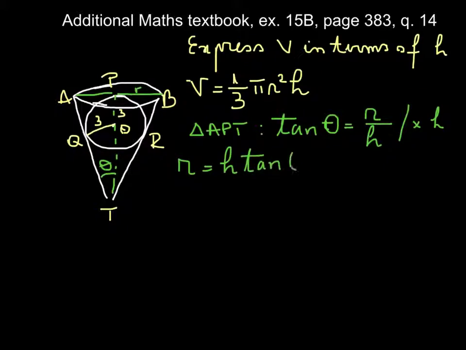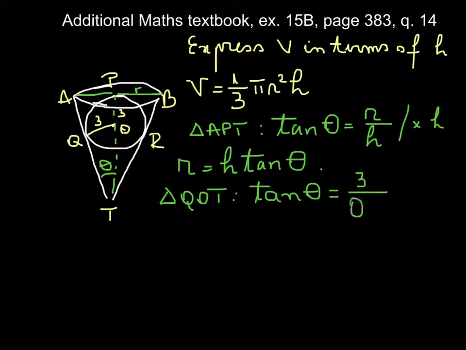Now we got H, but we got theta as well. How do we get rid of theta? We need to express theta in terms of H. So we move in the triangle QOT, where tangent theta, which we need, is equal to OQ, which is 3, over QT. Now how am I going to find QT? From the same triangle, QT is the square root of OT squared minus 3 squared, so OT is H, H minus 3 squared minus 3 squared.